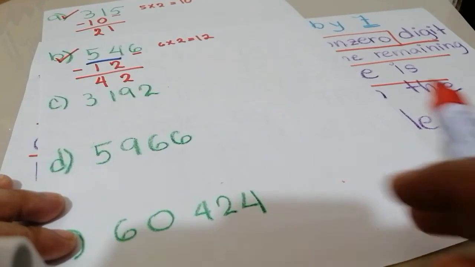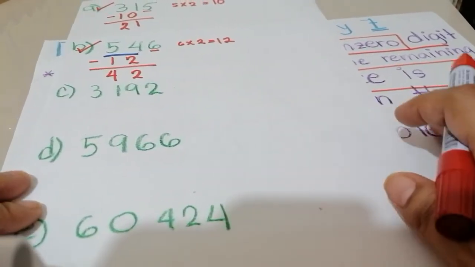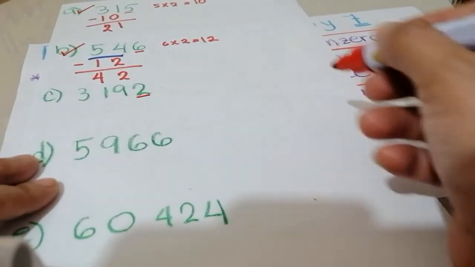Next is 3,192. Okay, so we want to know if 3,192 is divisible by 7. So again, we have to look at the last digit. And that is 2.